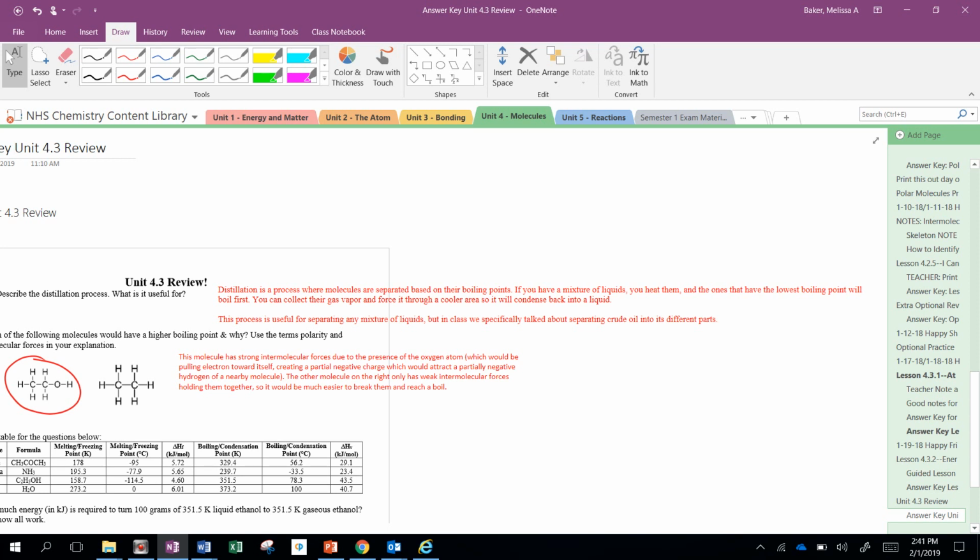When we did this in class, the ethanol had the lowest boiling point, around 78 degrees Celsius, so it started boiling first and it came out into our first beaker and we called it fraction number 1.